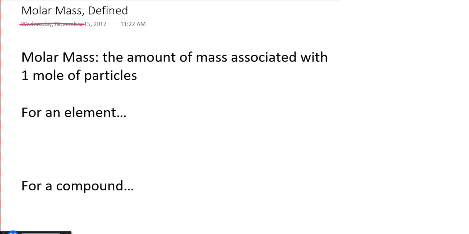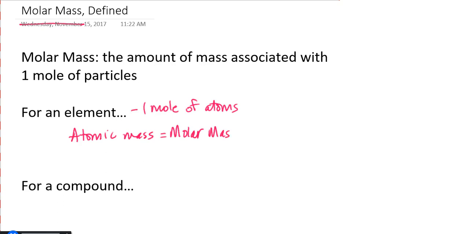So, for example, for an element, we're talking about the mass of 1 mole of atoms. Now, if you recall, we've already talked about atomic mass earlier in the year. And as it turns out, for an element, the atomic mass and the molar mass are the same as one another.